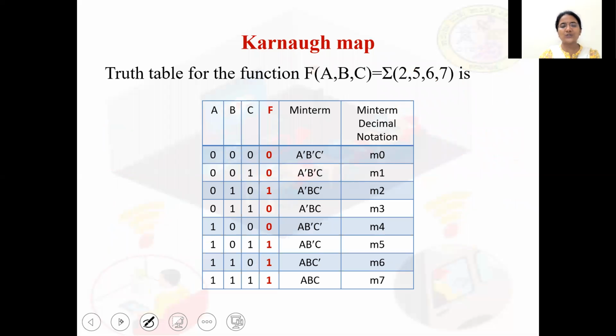Next, this is the truth table for the function 2 5 6 7. We know how to write the minterms of the function in the truth table. Here we have to simplify this expression 2 5 6 7 by using the K-map. For the minterms 2, 5, 6, and 7, we have logic high because it is in the form of a sum of products expression.